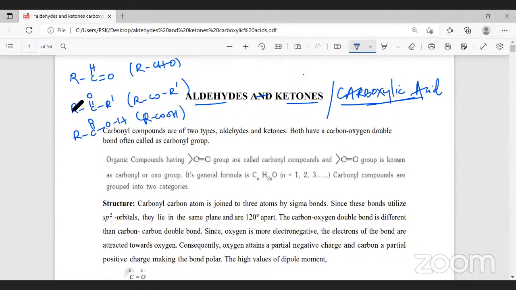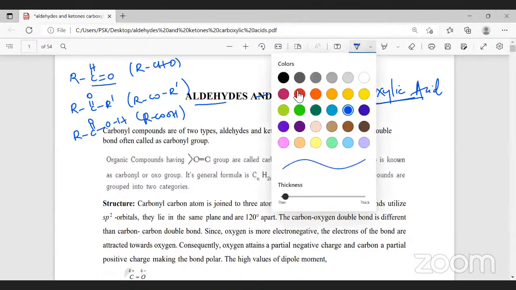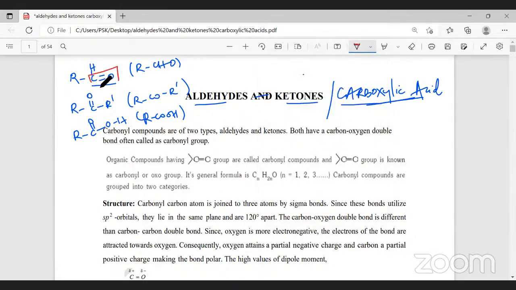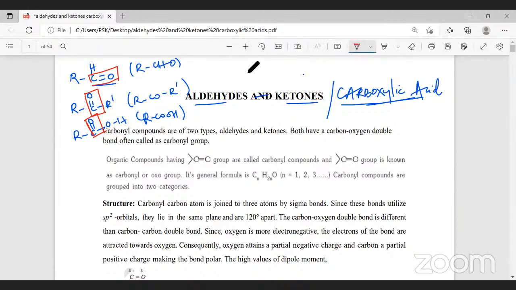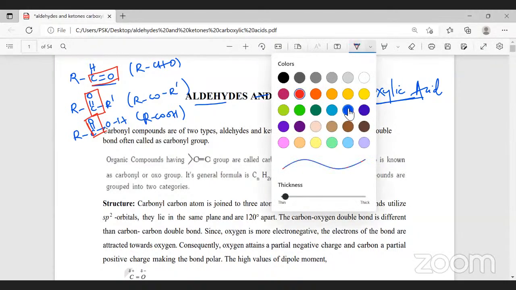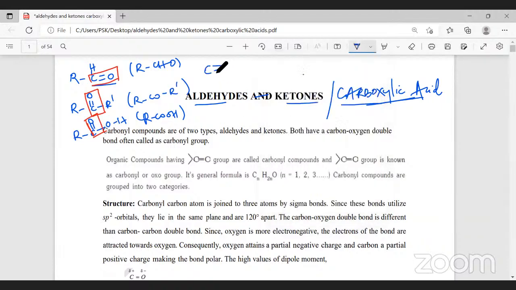Now, if you observe all these three different compounds, we have a similarity: all three contain C double bond O. Since all these compounds contain C double bond O, their reactivities will be almost the same, and the methods of preparation will be in a similar fashion. Therefore, we study aldehydes, ketones, and carboxylic acid under the same topic because they all have the CO group. And that C double bond O group is called the carbonyl group.